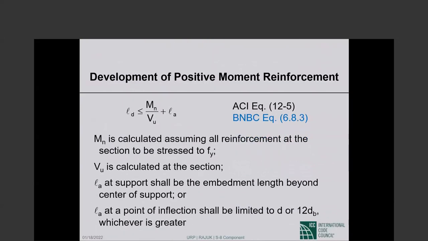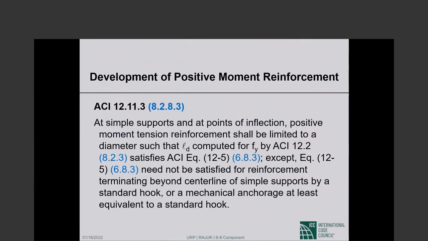Now we limit the bar size by instituting this restriction: l_d, development length, shall not be any larger than M_n. So we are talking about, remember, a simple support or a point of inflection.